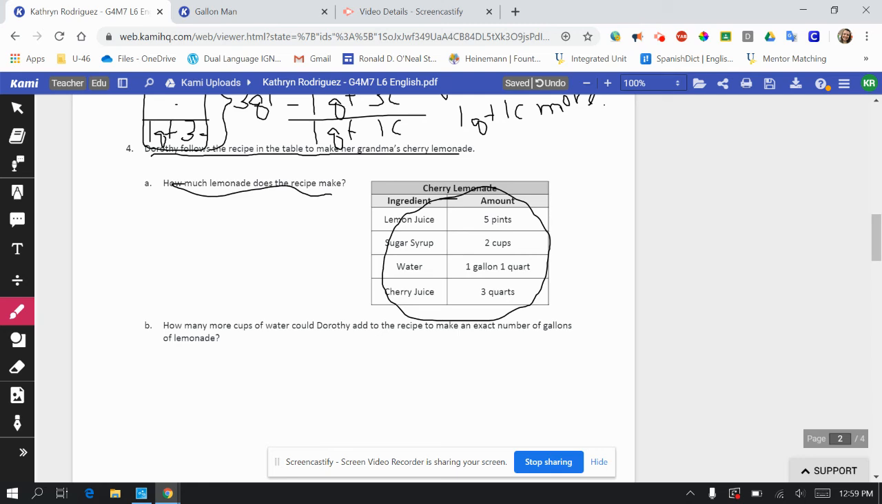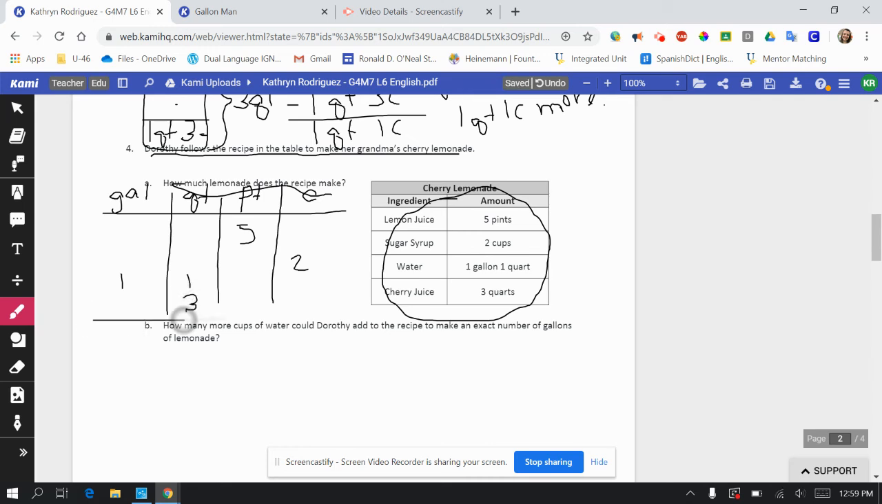The key to adding these up is to line up the things that are in common. So what I would do is at the top, I'd say gallons, quarts, pints, and cups. Because as we're adding these up, we want to be sure that we're adding the like groups together. So lemon juice, first we've got 5. Sugar syrup, oh my goodness, that's going to be 2 cups. That's a lot of sugar. Water, 1 gallon and 1 quart. And cherry juice is 3 quarts. So now I'm going to add these up.